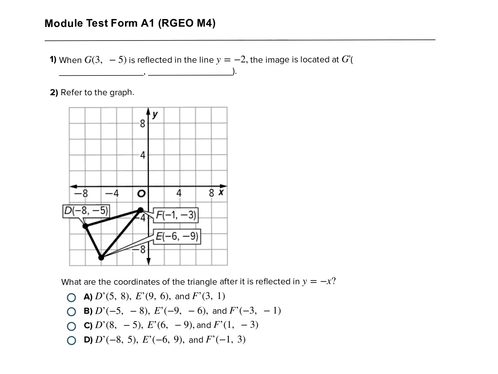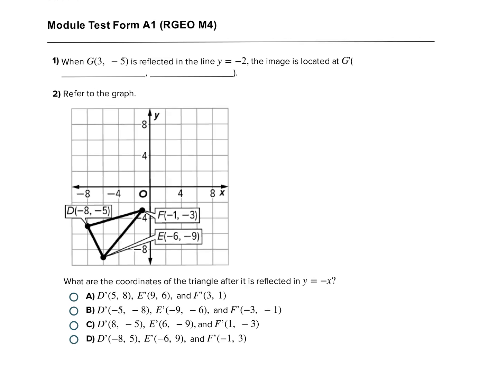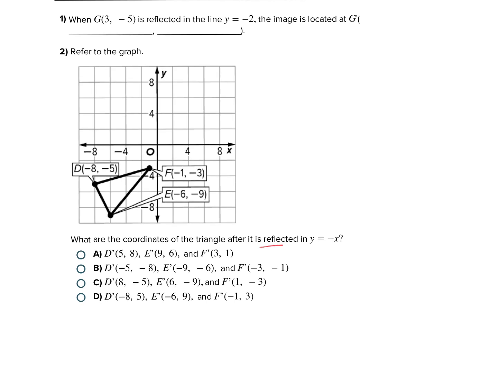So question number 1 gives us the point G, (3, -5), and it's going to be reflected over the line y equals -2. And we want to know what the image G prime is. Okay, question number 2. Also we're reflecting, but we're reflecting over the line y equals -x.